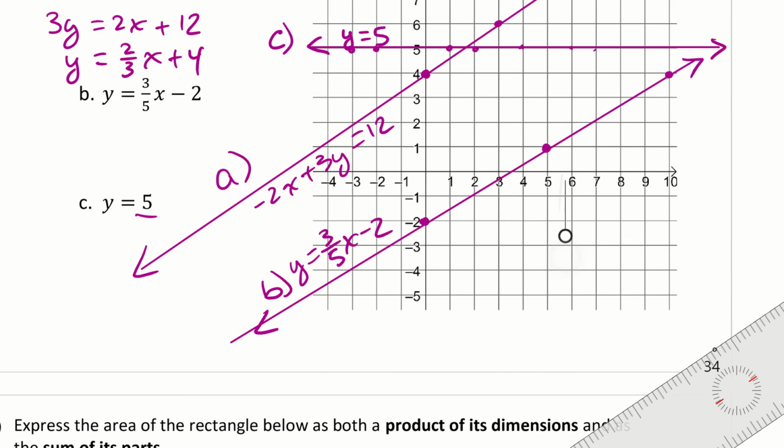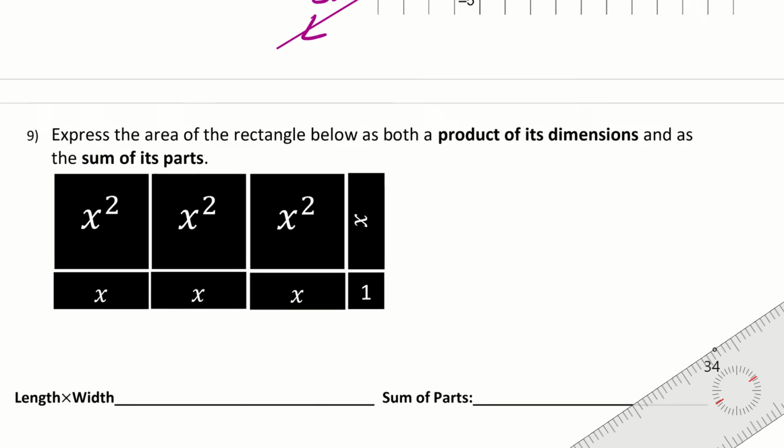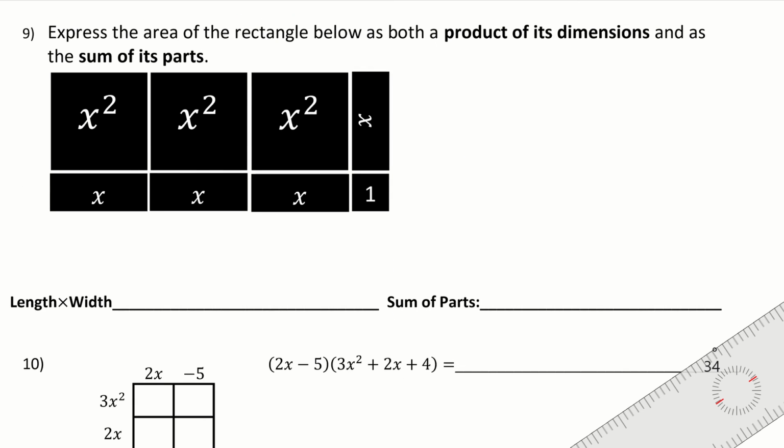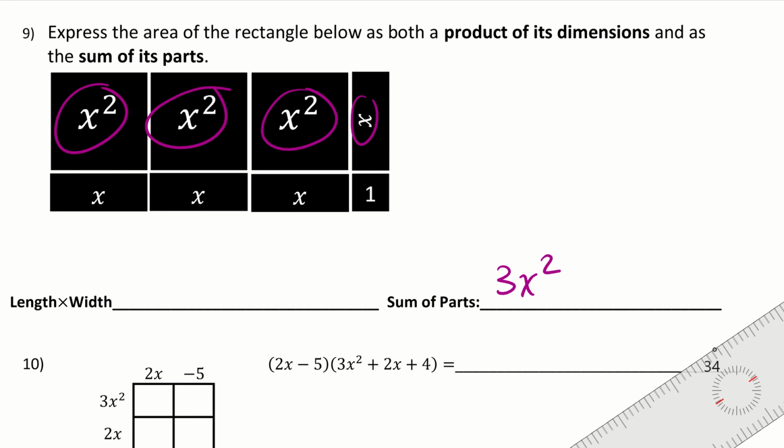All right, question number 9, last page of the test. It says express the area of the rectangle below as both a product of its dimensions and as the sum of the parts. The sum of the parts is the easiest one for me. So if I look at this, I can see there's 3x squareds, right? 1, 2, 3x squared. So I can write this contains 3x squares, and it contains 1, 2, 3, 4x tiles, so plus 4x.